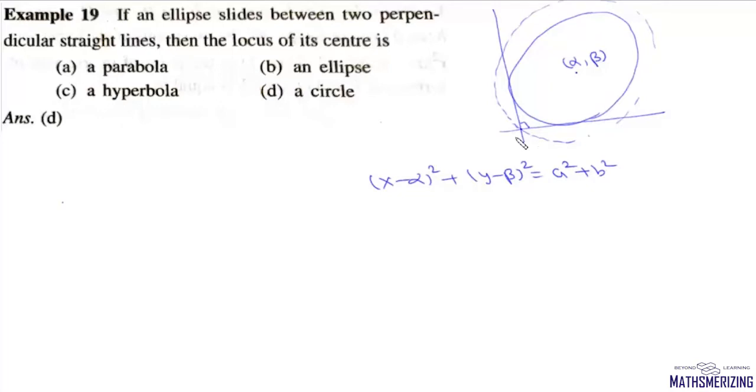Now the origin will lie on the director circle. So we'll put x as 0 and y as 0. Then we'll get alpha square plus beta square equals a square plus b square. So that is x square plus y square equals a square plus b square. So the center of this ellipse will lie on a circle whose center is at the origin and whose radius is under root a square plus b square.